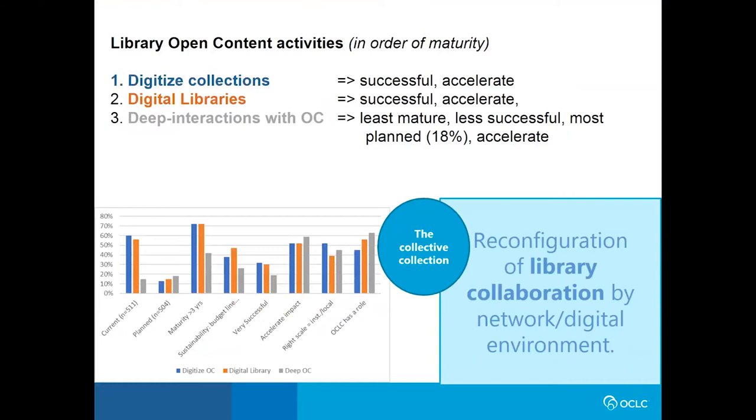And here you see that the first two, digitizing and keeping those digital libraries, are quite successful, and that libraries want to accelerate. Deep interactions is the least mature. It's an activity that is quite new. Not yet so successful, but most planned. It's one of the activities that libraries say they really want to start doing next year or in 2 years, and they want to accelerate. And they also expect help from OCLC in that area, which is interesting.